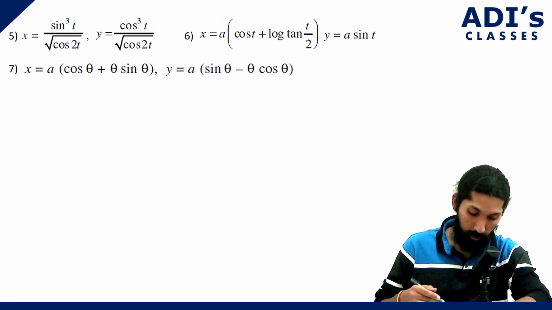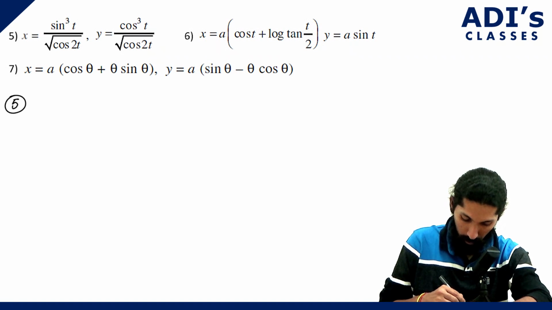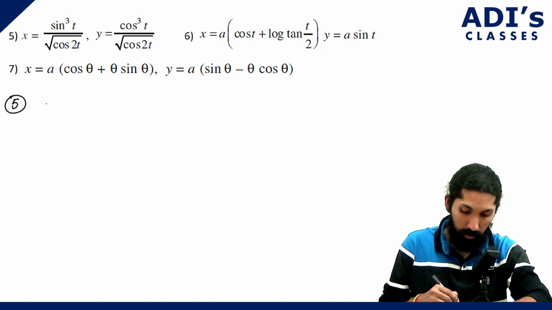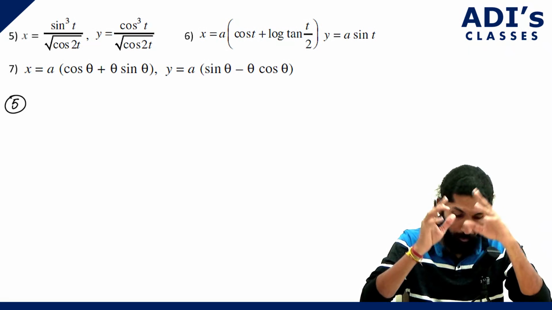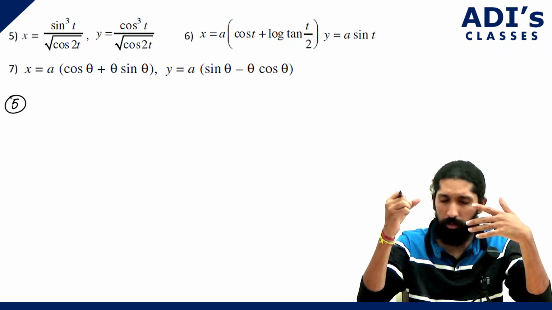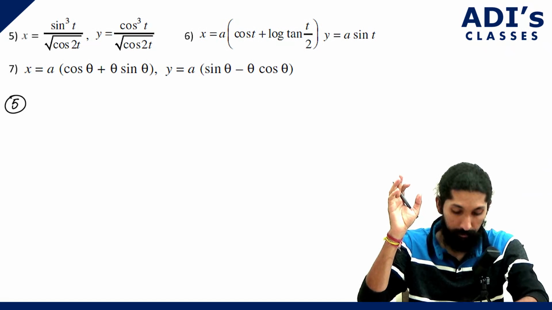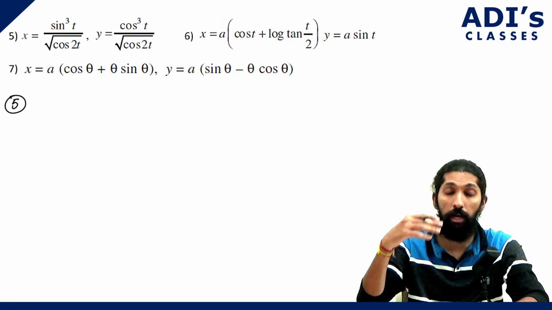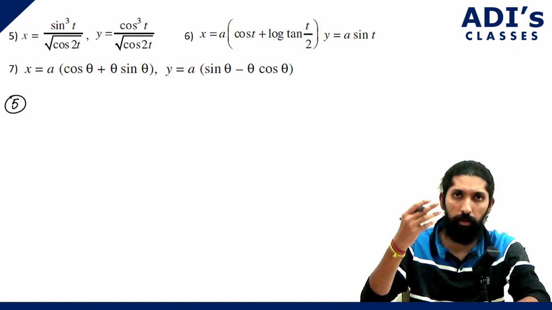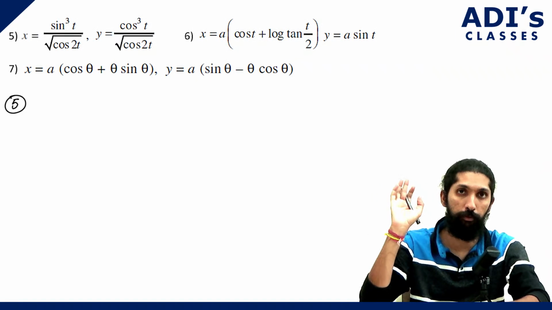See the next one? See, x value is this, y value is this. Okay, it looks very complicated, isn't it? Sine cube is there, root is there, cos 2 theta. Lot of things are there. Right? Let's take it slowly, because as you take it slowly, things are going to become very, very easier and very, very simpler for you.